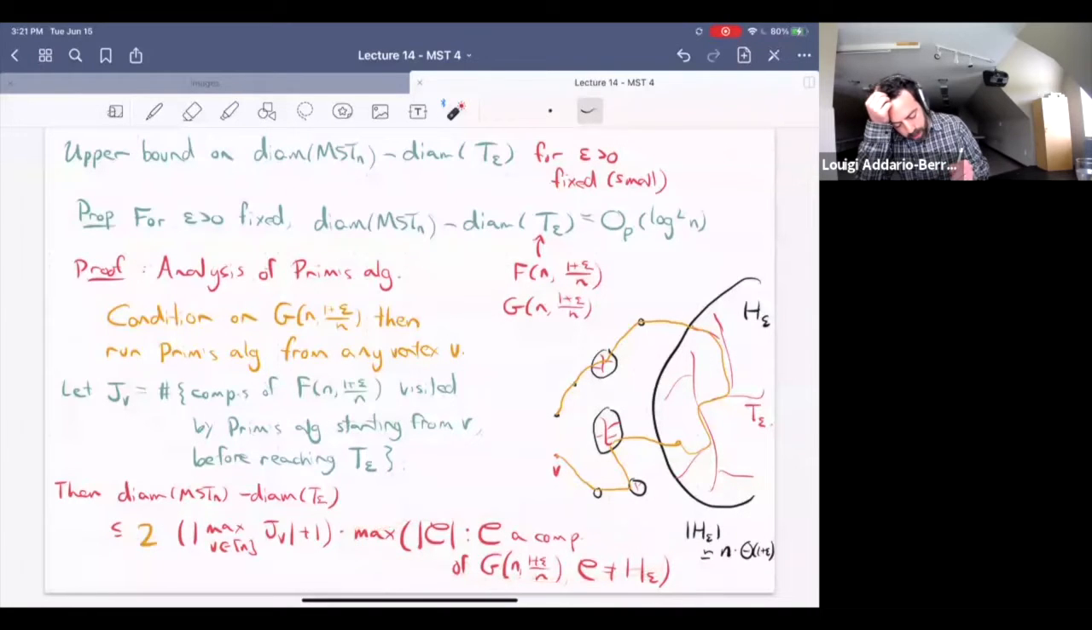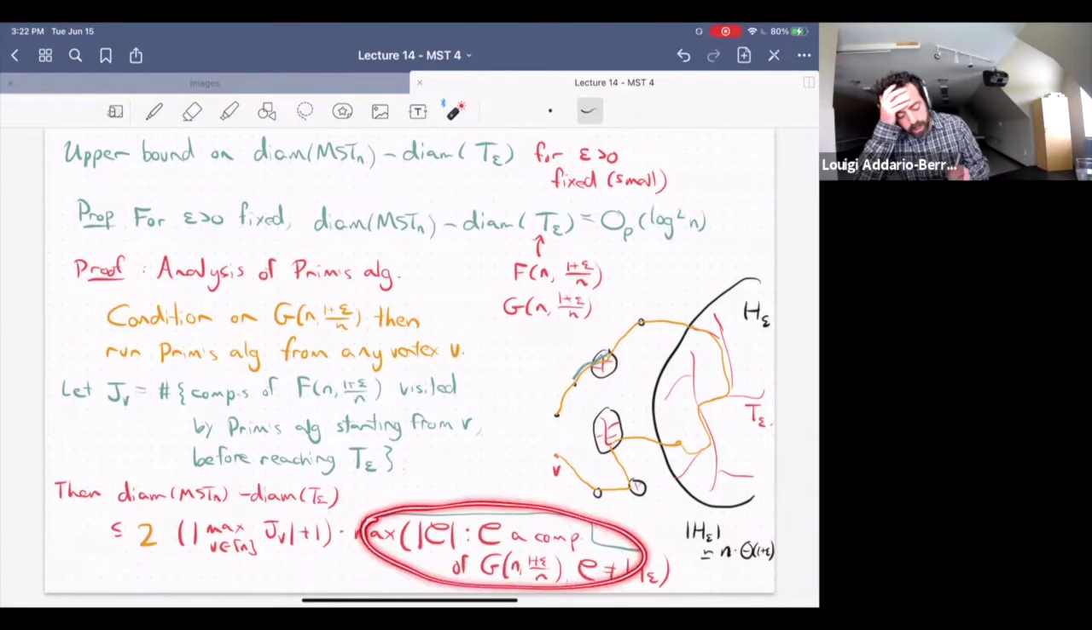Here I'm counting the largest size of any of these components. So the length of a path that goes through a component and then leaves is at most this term here. Because if a component has 10 vertices, then a path through it has at most 9 edges, plus the edge that you leave by. That gives you at most a contribution of 10 edges from a component with 10 vertices.